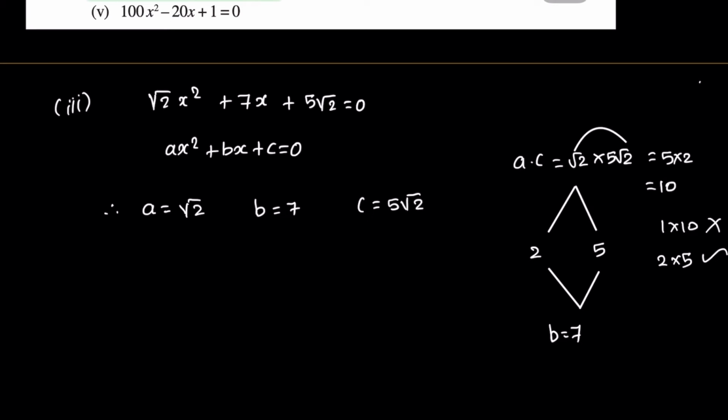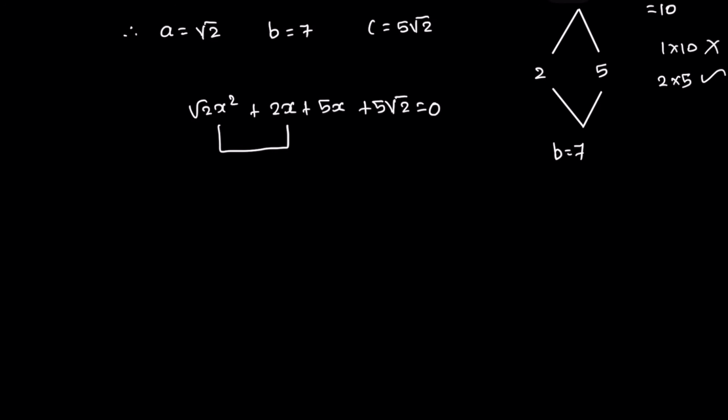Then splitting. So root 2x square plus 2x plus 5x plus 5 root 2 is equal to 0. In the first two terms, root 2 then x is common, so just take it out. x, then x is moving out, 2 we are able to rewrite as root 2 times root 2. So one root is moving out, the remaining value is just root 2, plus the 5 is common, then x plus root 2.